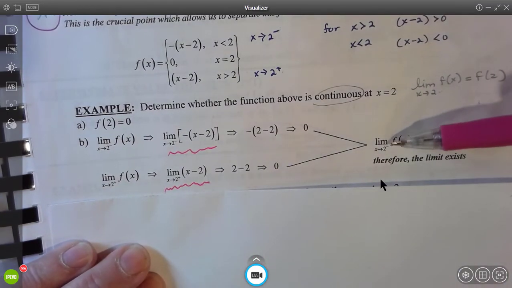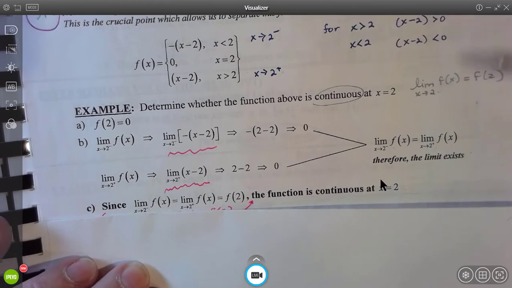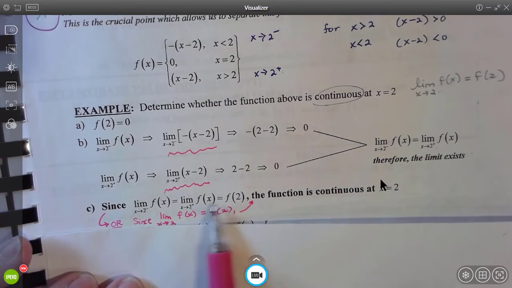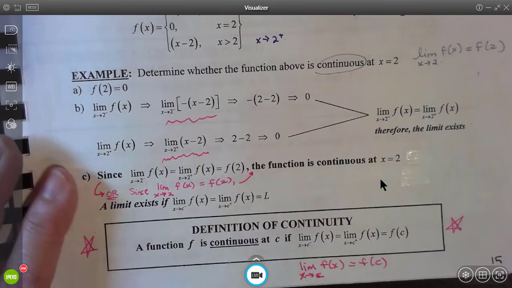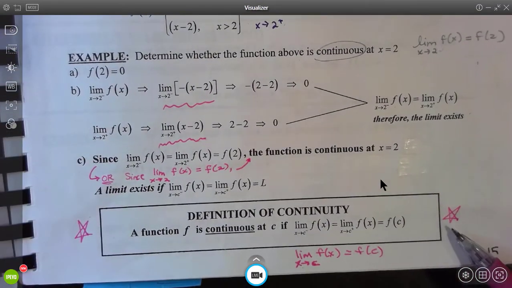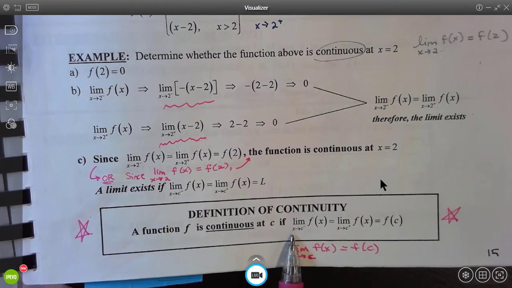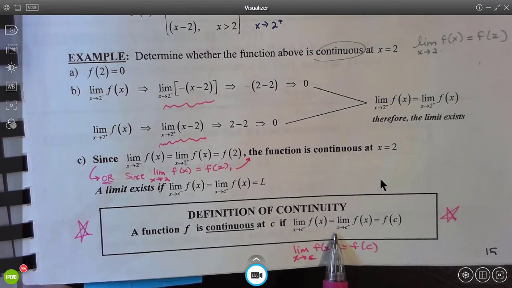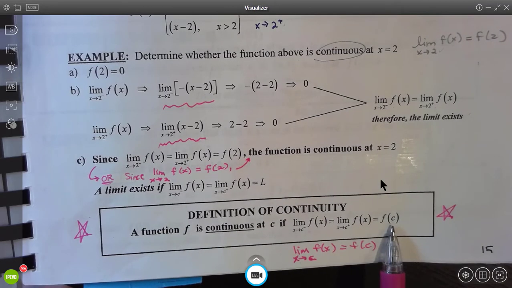So the limit as x approaches 2 from the left equals the limit as x approaches 2 from the right. So the limit exists. And that limit equals the y value when I get there. So our function is continuous. And here is a very, very important definition. A function f is continuous at some c if, as x goes to c from the left on the function, that is equal to as x goes to c from the right on the function, which equals the y value when you get there.